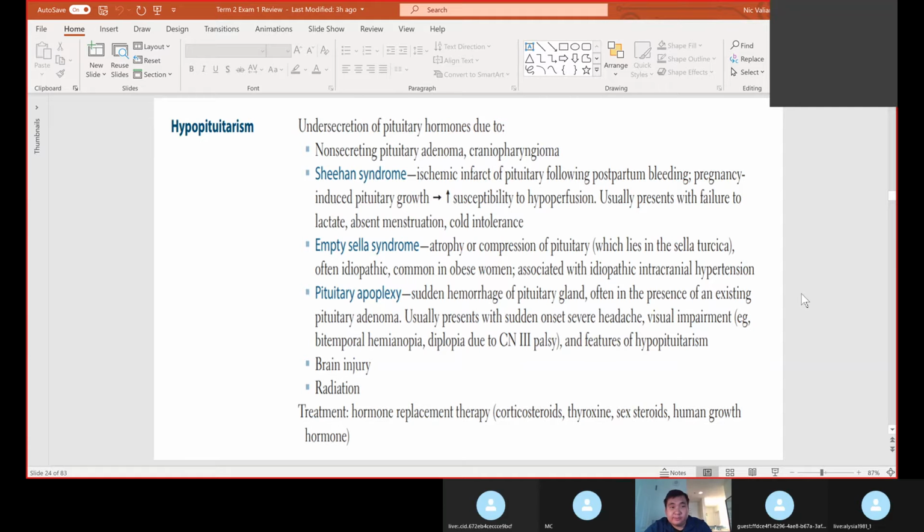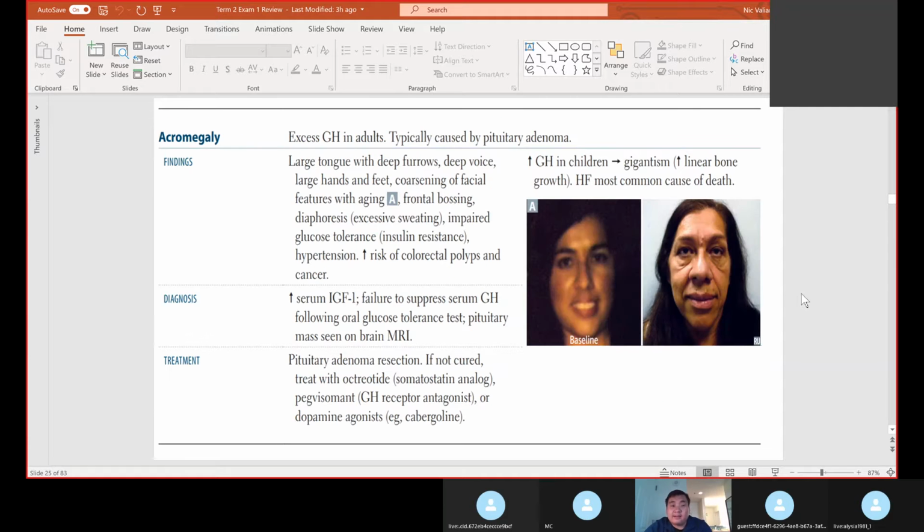Acromegaly, another high yield. Acromegaly is excess growth hormone in adults. In children, we call this gigantism. It is caused by pituitary adenoma. What are the findings? Large tongue with deep furrows, deep voice, large hands and feet, coarsening of facial features. Frontal bossing, they like that one. Frontal bossing. Impaired glucose tolerance and hypertension.